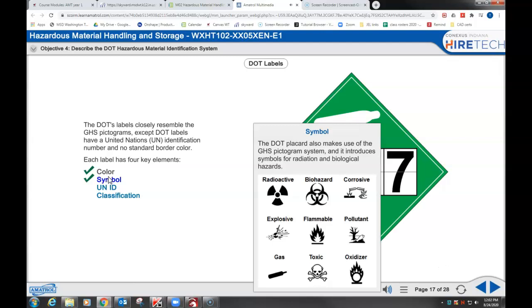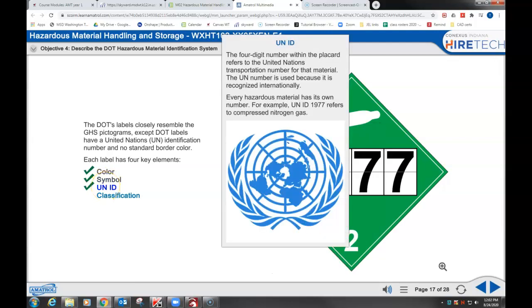The DOT placard also makes use of the GHS pictogram system, and it introduces symbols for radiation and biological hazards. The 4-digit number within the placard refers to the United Nations transportation number for that material. The UN number is used because it is recognized internationally. Every hazardous material has its own number. For example, UN ID 1977 refers to compressed nitrogen gas.